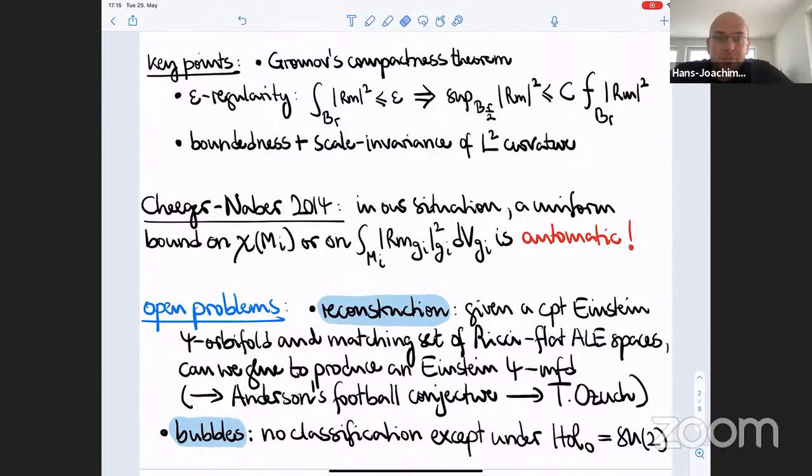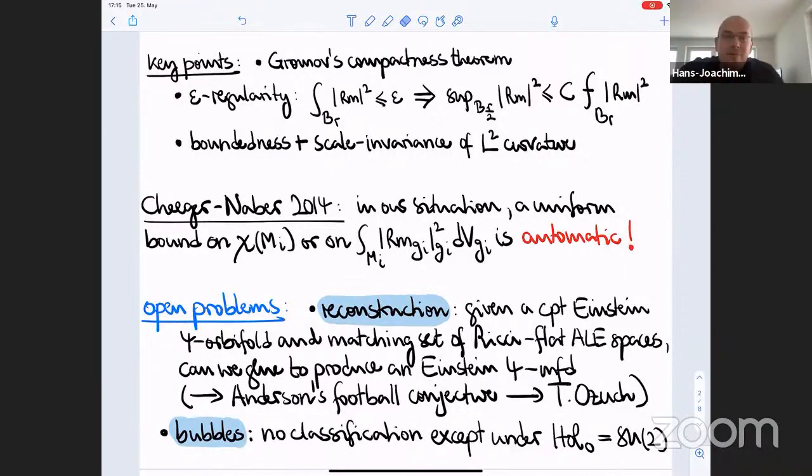One special case of this problem is Anderson's football conjecture. Maybe the simplest kind of Einstein 4-orbifold that you can imagine is one that actually has constant sectional curvature. The easiest thing would be to take the four-dimensional sphere and apply a finite group of rotations in the cross-section S3 at the equator, giving a kind of football with two orbifold singularities at the poles. Anderson conjectured that this kind of constant curvature orbifold can never be a Gromov-Hausdorff limit of smooth Einstein 4-manifolds. So in this case, the reconstruction problem would be fundamentally obstructed. And I think we're going to be hearing much more about this in Tristan Ozuch's talk in this workshop, I hope.